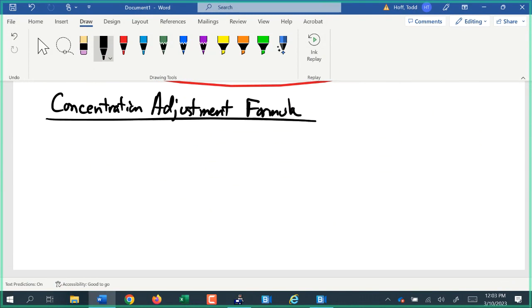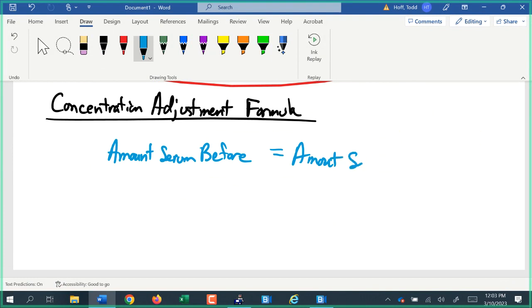Or sometimes called the change in concentration formula. And all it does is it says that this amount of serum is the same before and after. So the amount of serum before a dilution is equal to the amount of serum after the dilution.